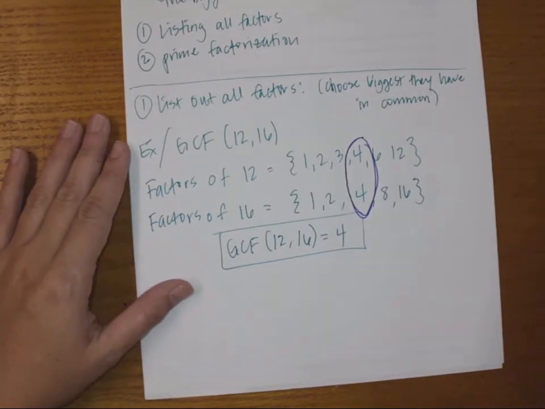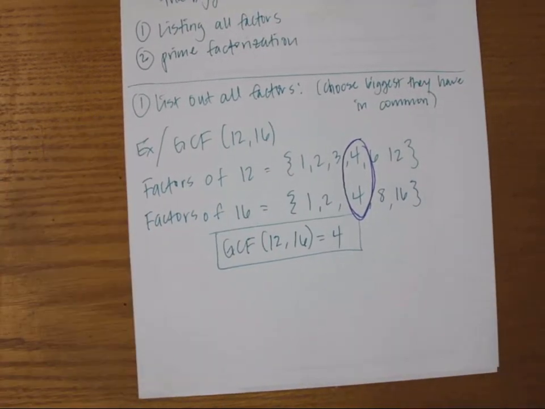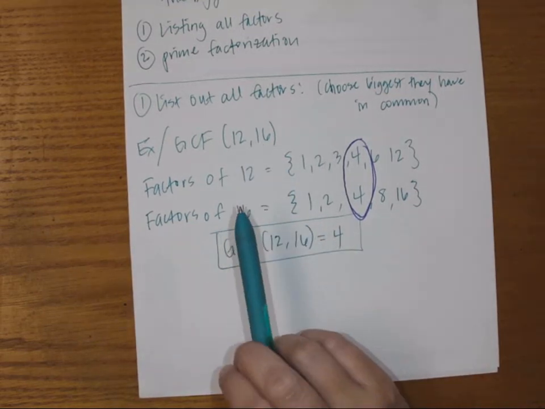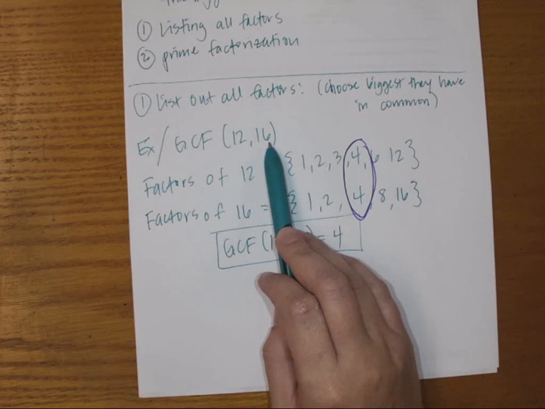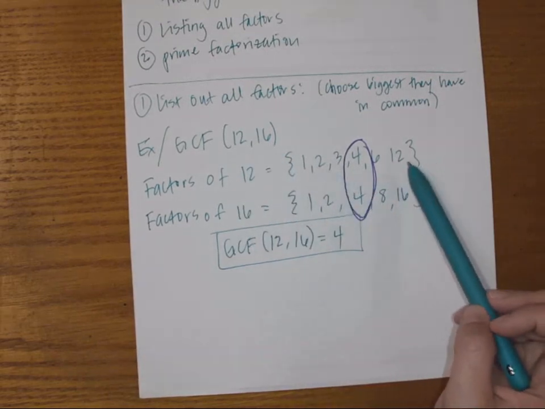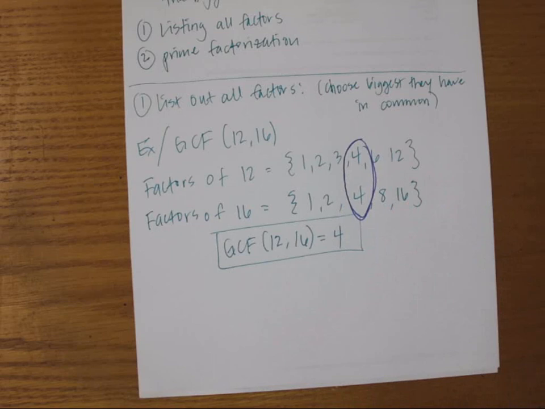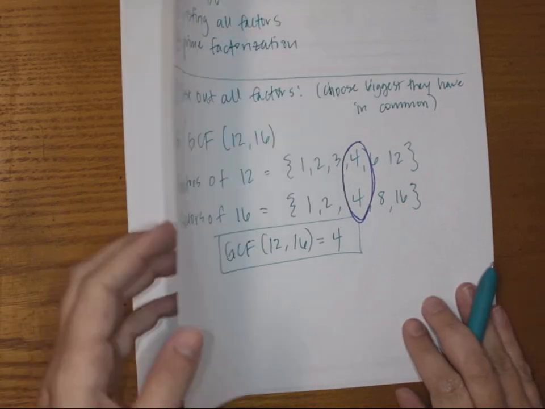Okay, so this is one way to do greatest common factor. It's not a bad way. It definitely works. It just gets to be not quite as much fun when your numbers get big. Like in this case, we did 12 and 16. What about if we were doing 12,000 and 16,000? I don't really want to list all the things that multiply to give me 12,000 and all the things that multiply to give me 16,000. So there are other methods, and one other method is the prime factorization.